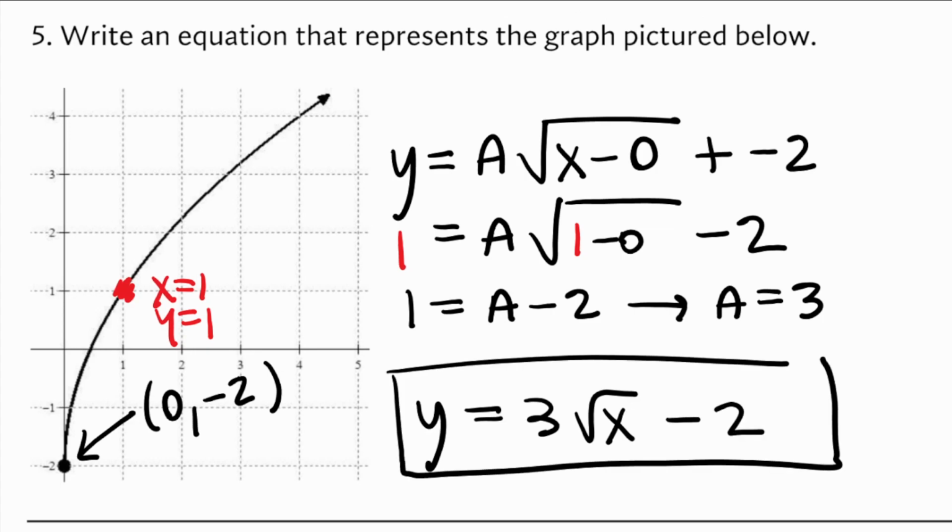Now you might have been able to figure that out in some less deliberate way, but that's the process I've been using to come up with equations for graphs of square root and cube root functions.